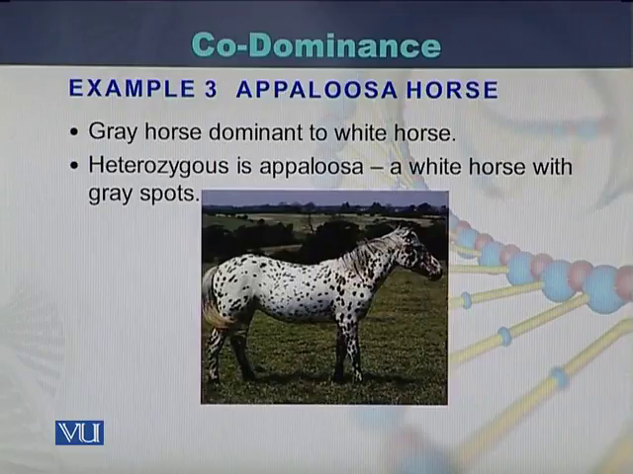Gray horse is dominant over the white horse. If there is a cross between a gray horse and a white horse, we see a third phenotype in the heterozygous condition. This heterozygous condition is called roan. A roan is actually a white horse that has gray spots on its skin or fur. This is a phenomenon of codominance in horses.